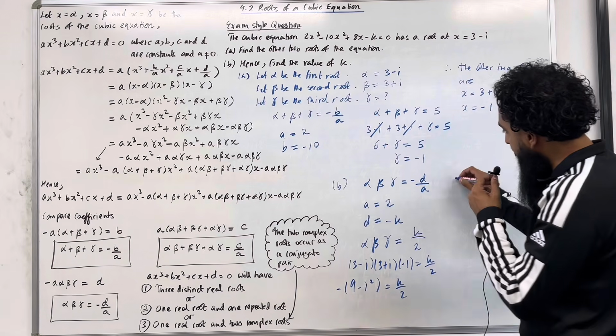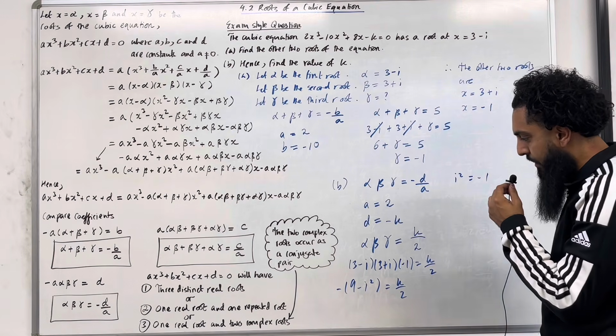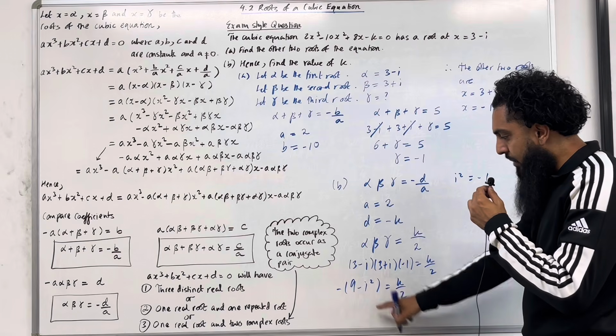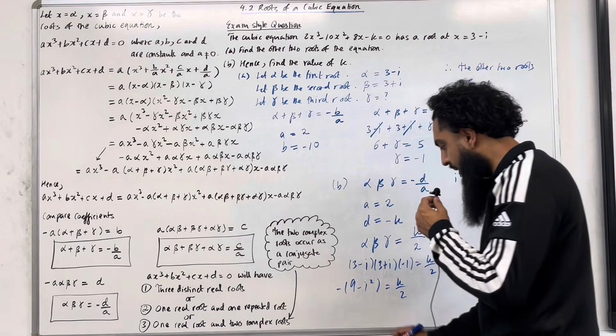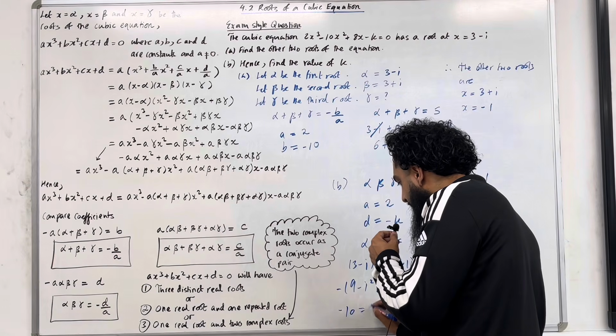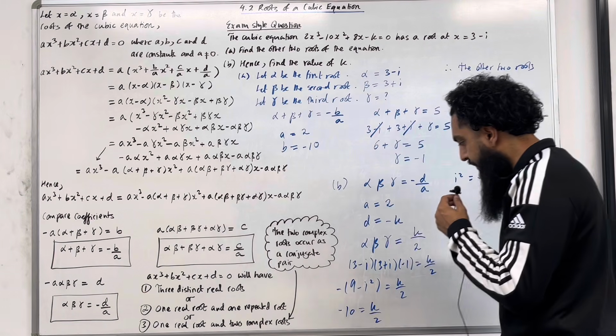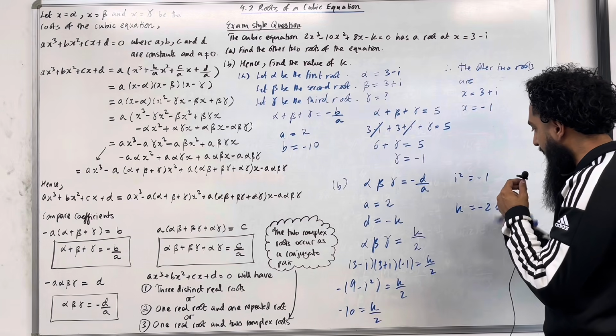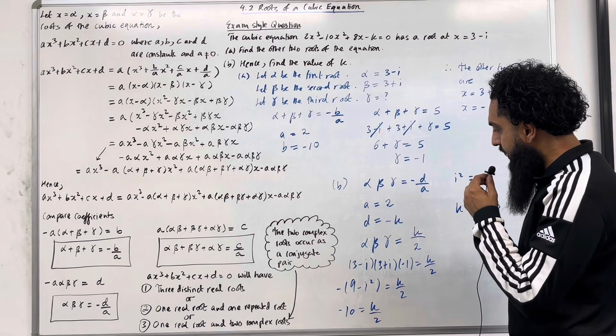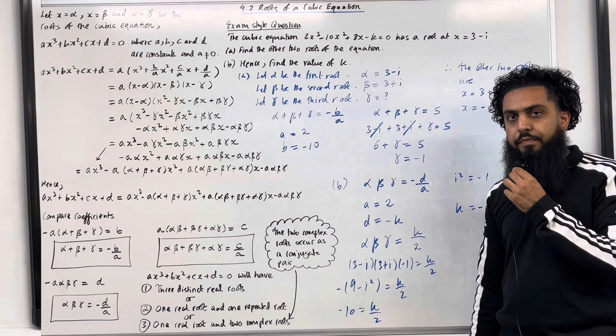Now we know that i squared is equal to minus 1. So 9 minus minus 1 is just 9 plus 1, which is 10. And then we've got a negative there. Hence we have minus 10 equal k over 2. Rearranging this gives me k equal to minus 20. This completes the second exam style question.